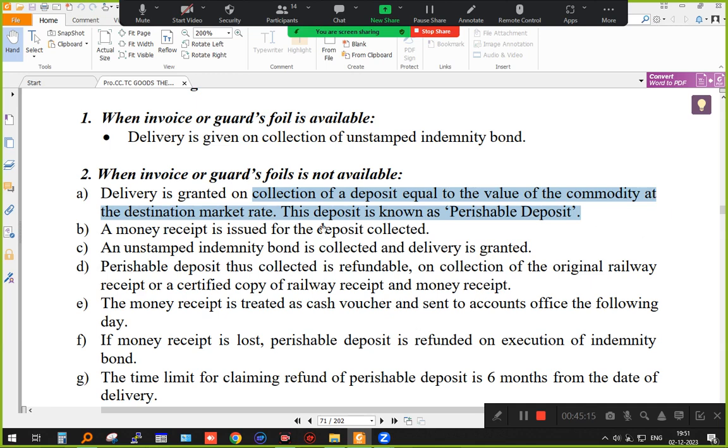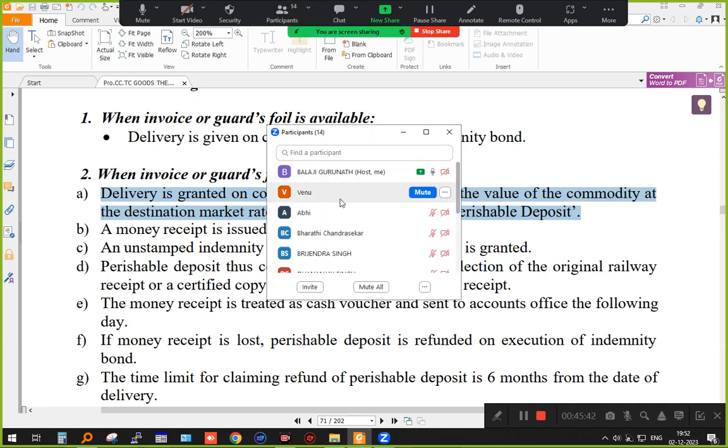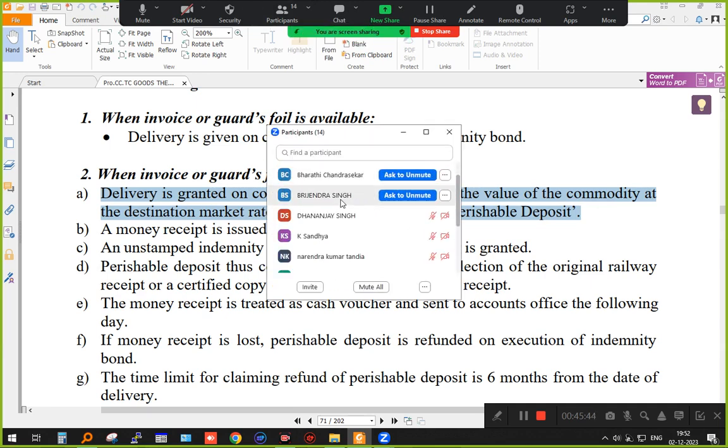Then see this beautiful sentence: delivery is granted on collection of a deposit equal to the value of the commodity at the destination market rate, very important, and that deposit is known as a perishable deposit. So what is a perishable deposit? Anybody? पेरिशेबल डिपॉजिट क्या है? महाजन और संध्या छोड़ के दूसरा बात कीजिए. Anybody else?